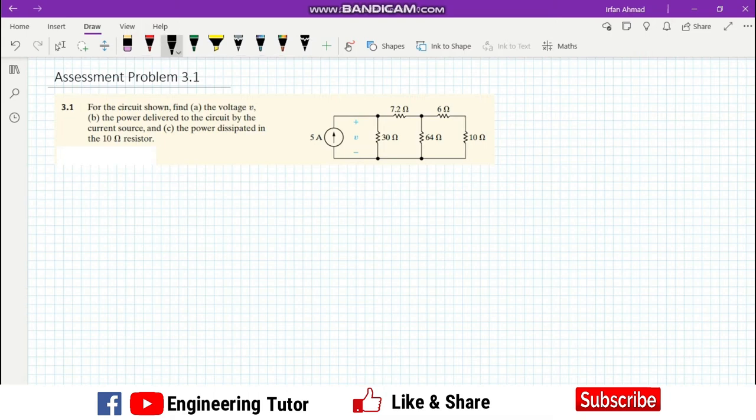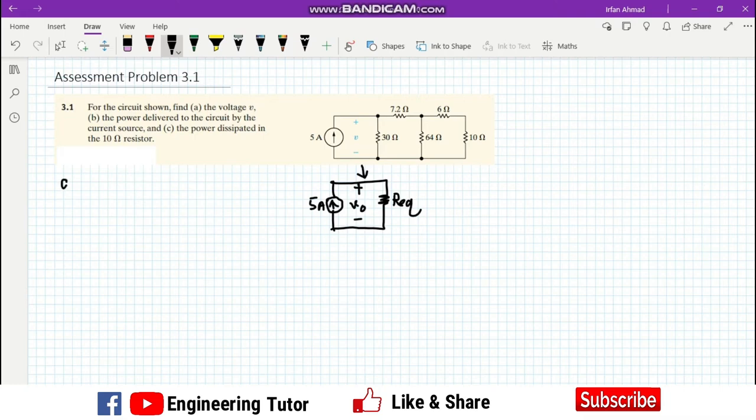In order to calculate all the quantities given here, first of all we have to calculate the equivalent resistance, and convert this circuit into a feasible form, like this one. This resistance is called the equivalent resistance. This is the 5 ampere source, so from this circuit we can easily find the value of V and the power dissipated.